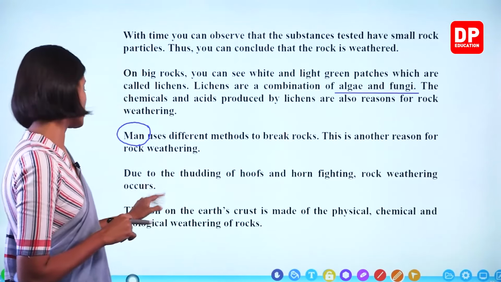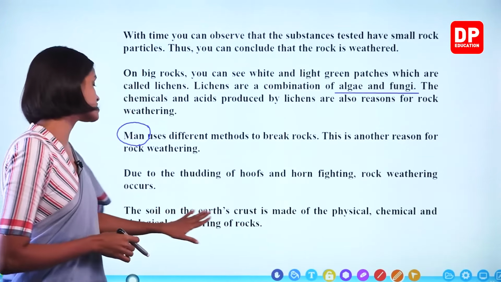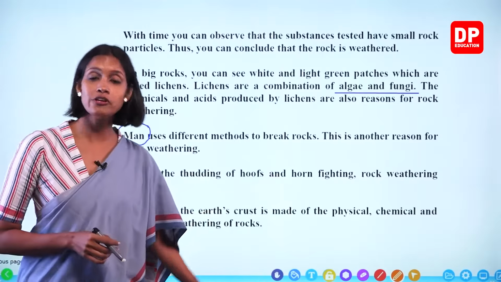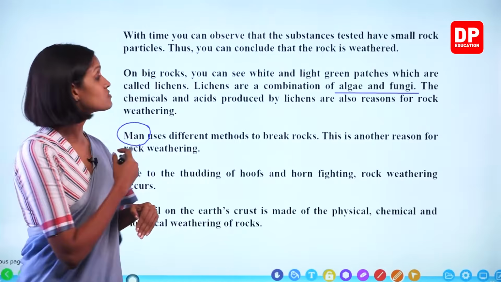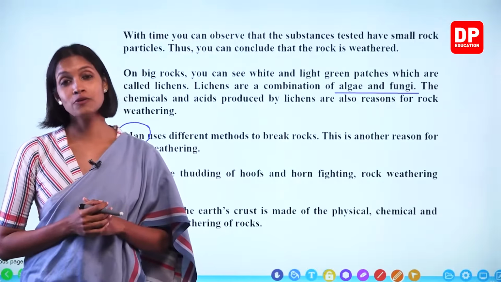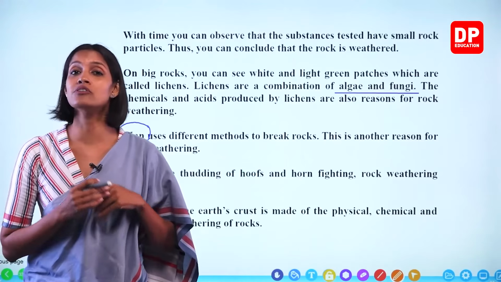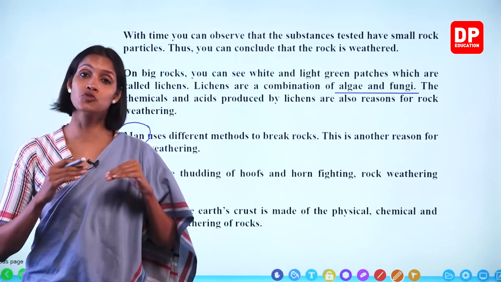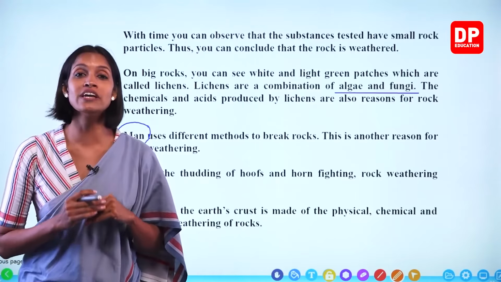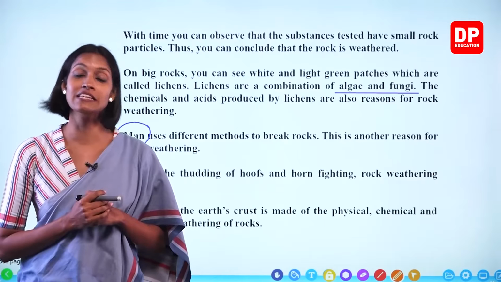The soil on the Earth's crust is made of the physical, chemical, and biological weathering of rocks. So soil is formed only if rocks break down into pieces, which means weathering of rocks is a very important process. In the 15th lesson, we learn about the important factors about soil. Soil will form only if weathering of rocks takes place. So now you know that rock weathering is a very important process that takes place in nature.